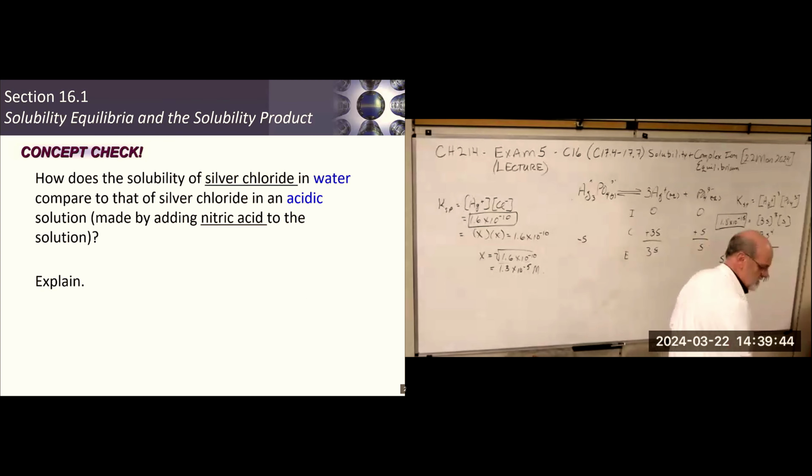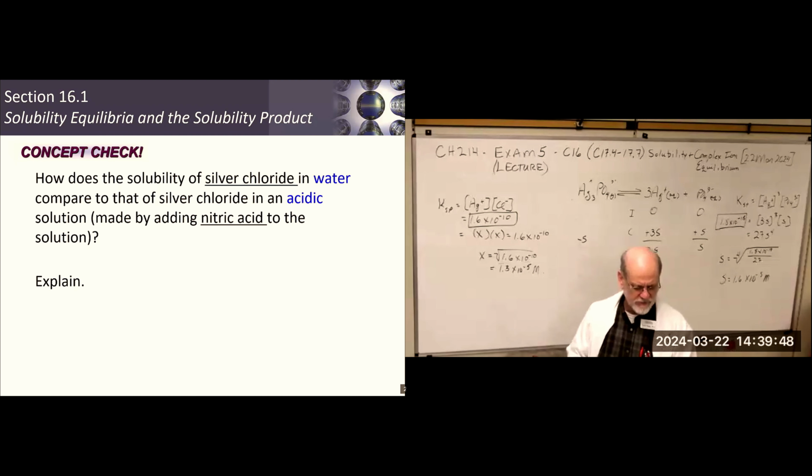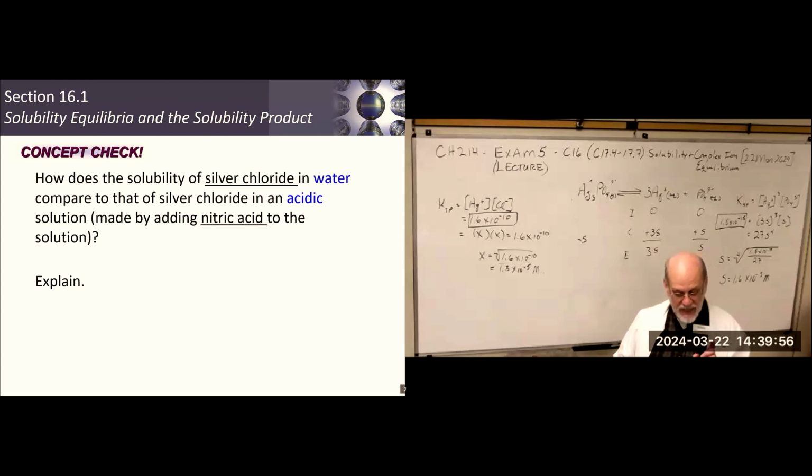Okay, let's see. How does the solubility of silver chloride in water compare to that of silver chloride in acidic solution made by adding nitric acid to the solution? That's important. Because if you acidify it with hydrochloric acid, then you're introducing a common ion. And that's another question. We'll get to that one. But if we acidify it with nitric acid, then the nitrate is just a spectator and we're only interested in the hydrogen ions.